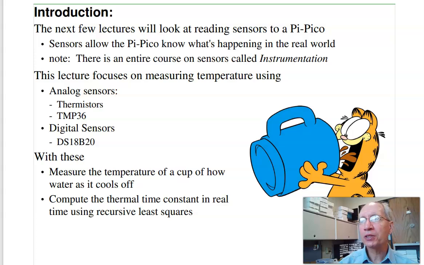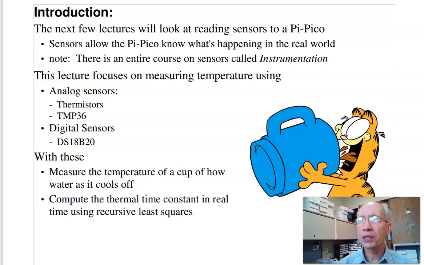Microprocessors have gotten so small and cheap, however, that many sensors have their own built-in microprocessor. I'm going to give an example of that, the DS18B20. That's the temperature sensor with a microprocessor, so the interface is through a binary communication.